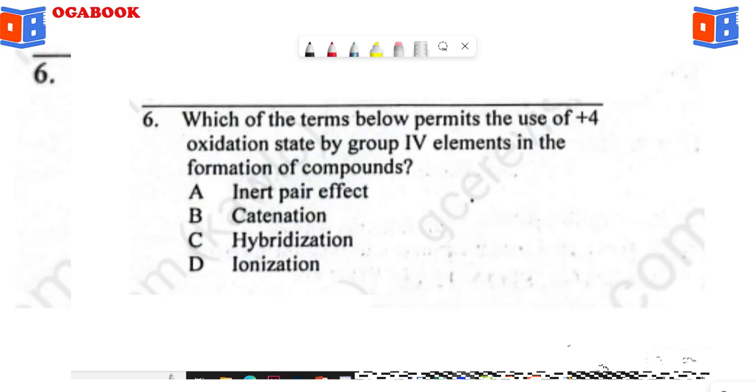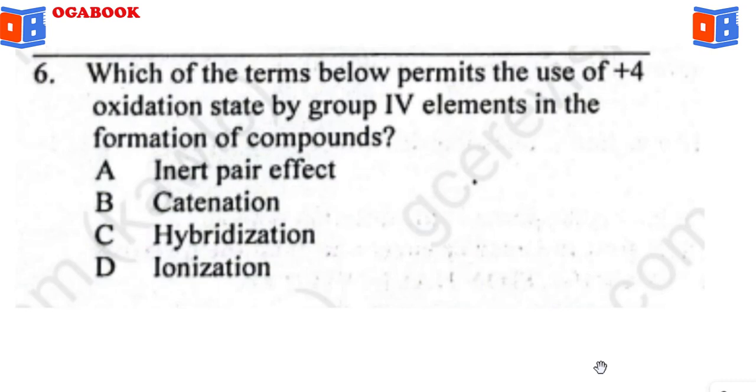Question 6. Which of the terms below permits the use of +4 oxidation states by group 4 elements in the formation of compounds? So the correct answer is C.